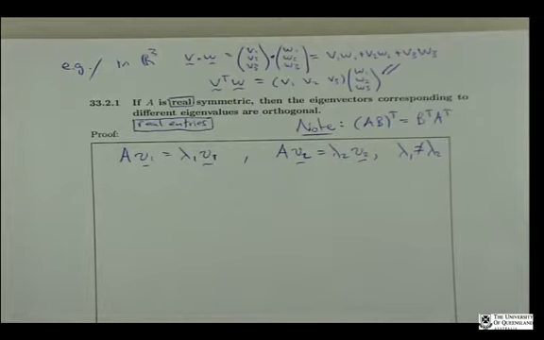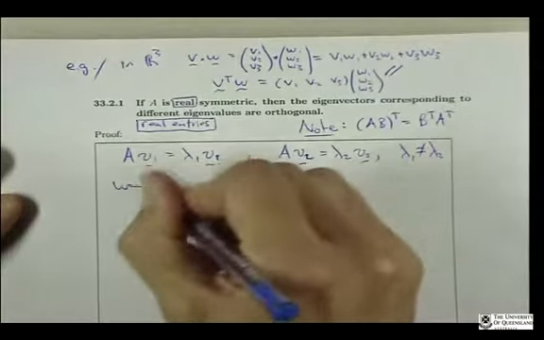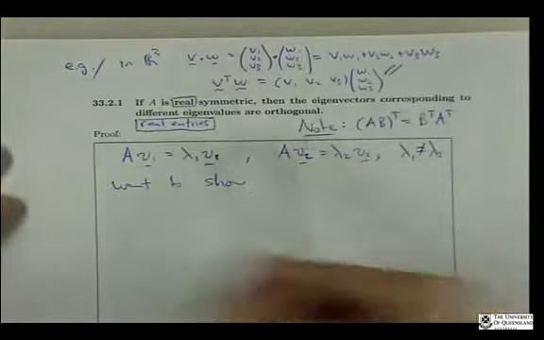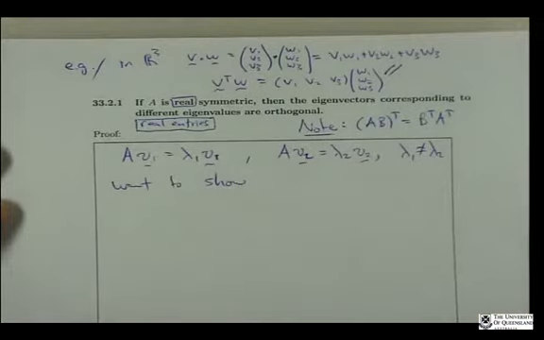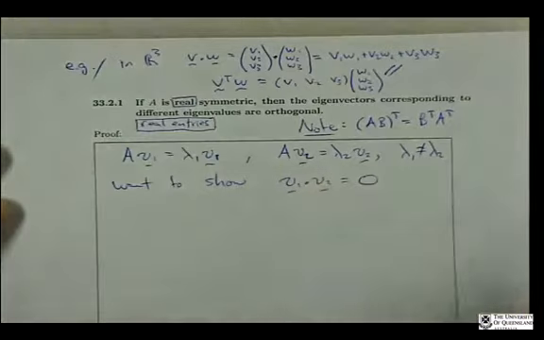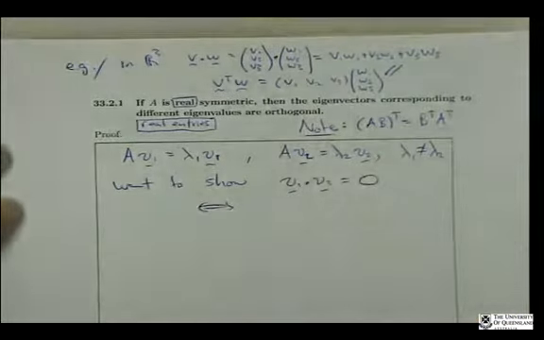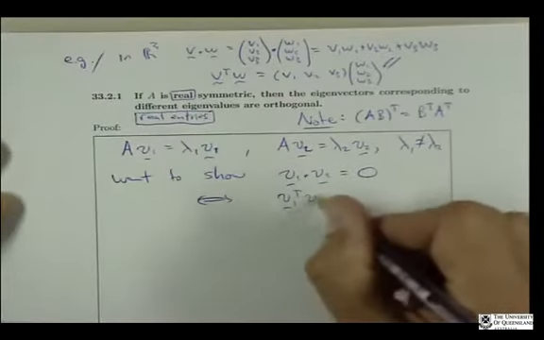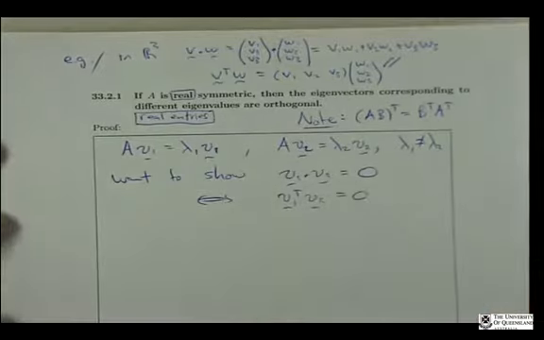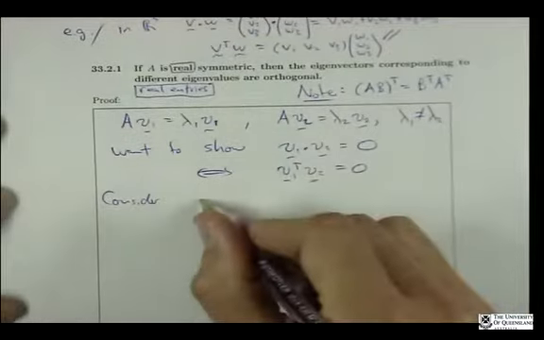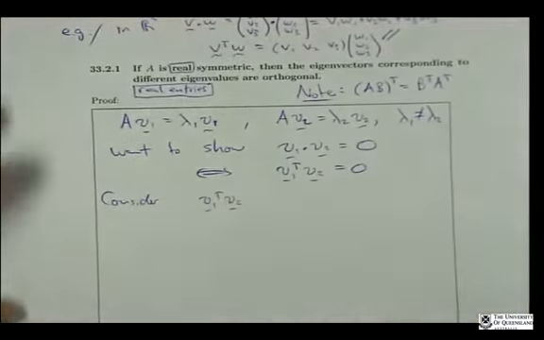So we've got two eigenvectors corresponding to distinct eigenvalues. Now let's see what we can deduce. The result says that these eigenvectors must be orthogonal. So I want to show that their dot product is equal to 0, or equivalently, using the transpose notation I've introduced, that V1 transpose V2 equals 0. To do this we'll start by considering that product, V1 transpose V2.